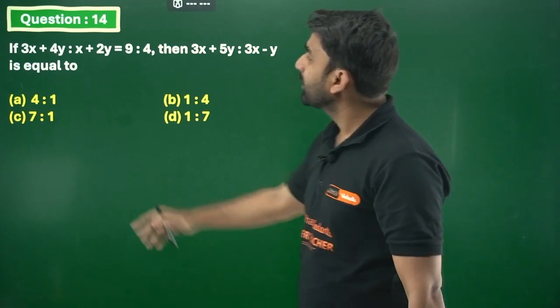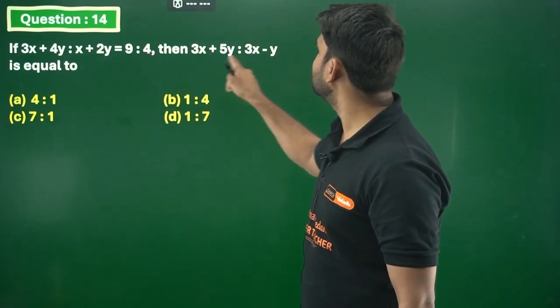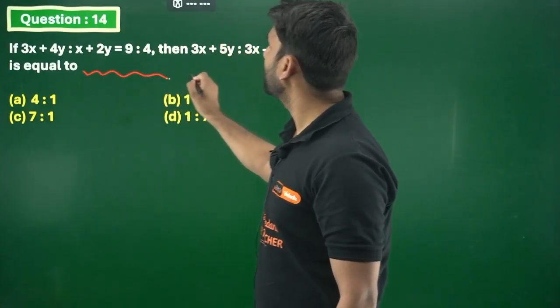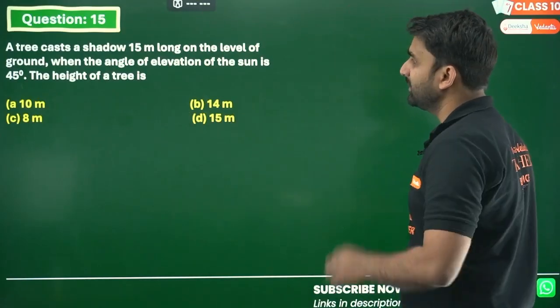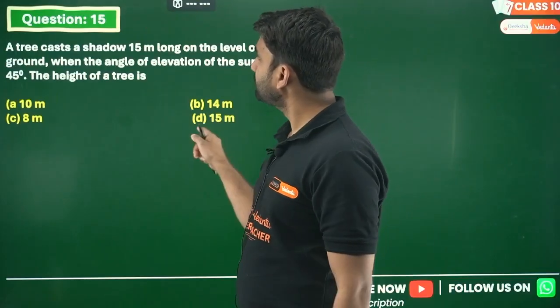Question number 14. Three equations are given to you. If this is equal to, I think something is missing here. Okay, let me check it once. You can skip this question.